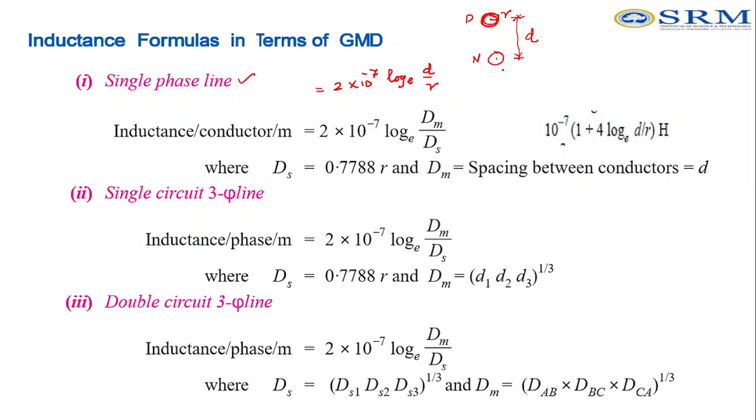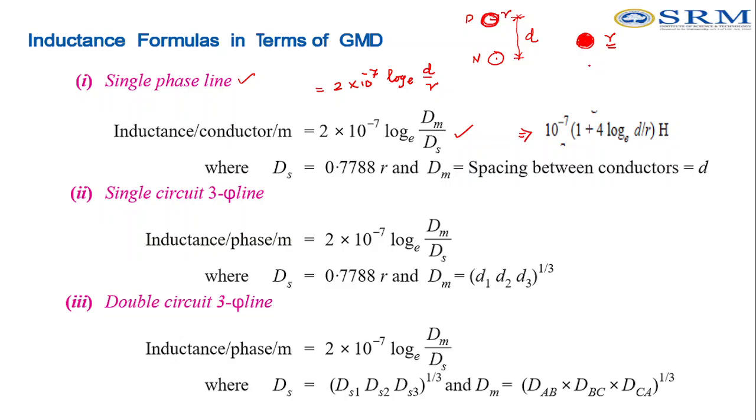Whenever we go for a hollow conductor, we have to use this formula: inductance per conductor per meter equal to 2 into 10 power minus 7 ln dm by ds. Or otherwise, we can use this formula: 10 power minus 7 into (1 plus 4 ln d by r). Normally, this is a solid conductor. For a solid conductor, we take the radius as r itself. Radius is the distance from the center point to the surface, that is r.